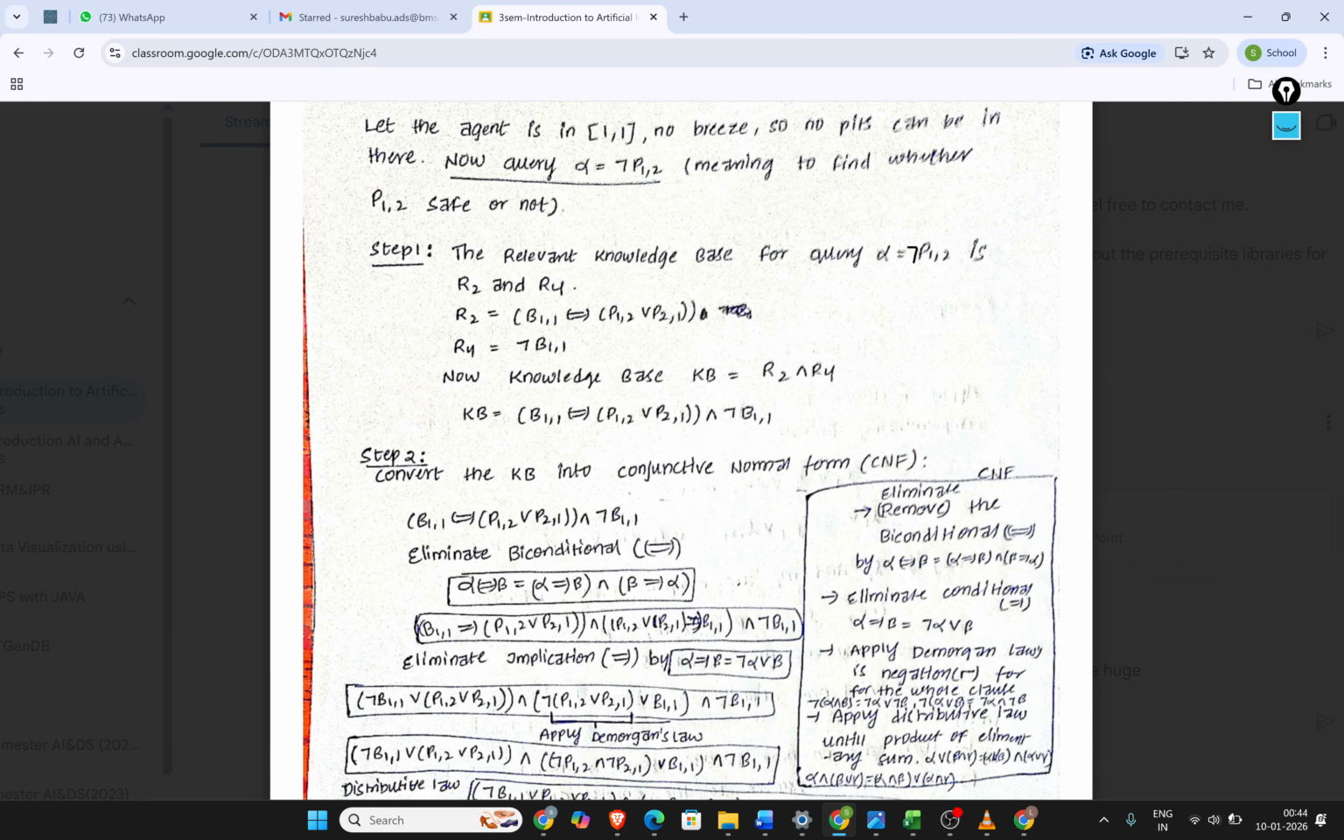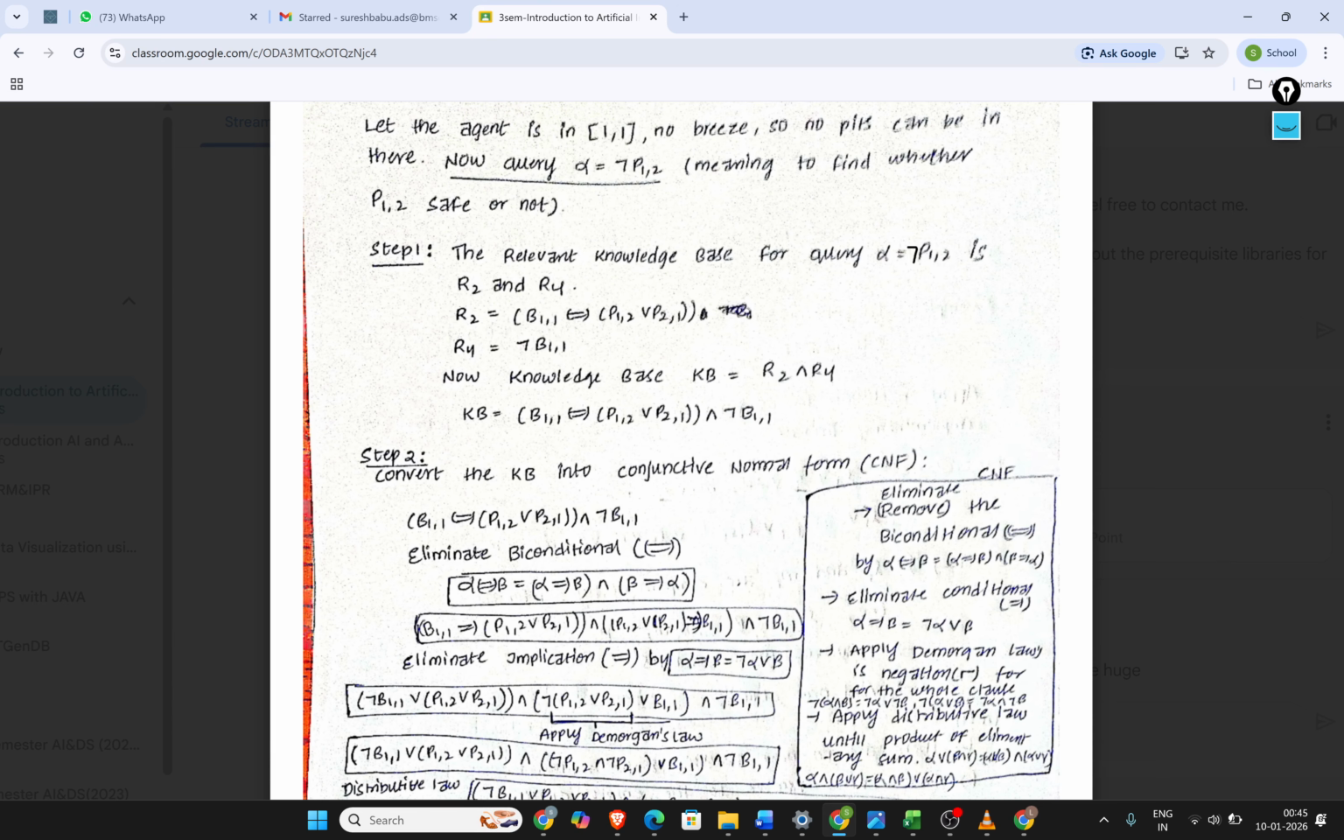Right now we are using resolution. What does resolution mean? The first and foremost thing you need is conjunctive normal form. Conjunctive normal form means eliminating the biconditional and conditional. We have some standard formulas. Alpha bi-implies beta means alpha implies beta and beta implies alpha. And for a single implication, or conditional, alpha implies beta equals negation alpha or beta.